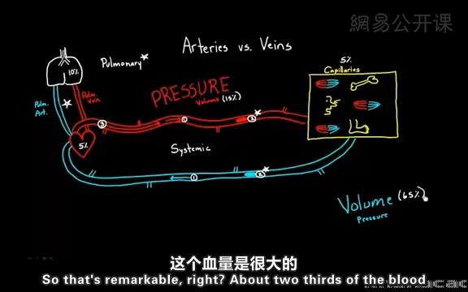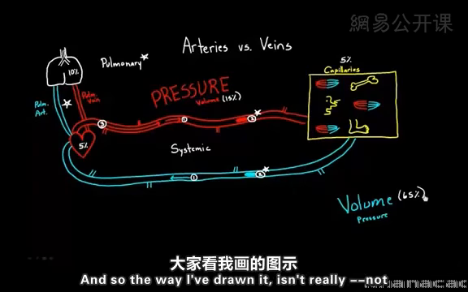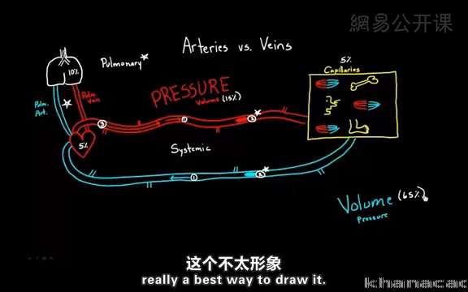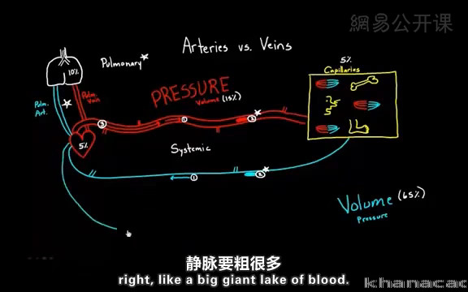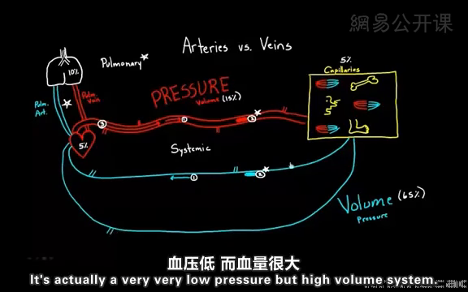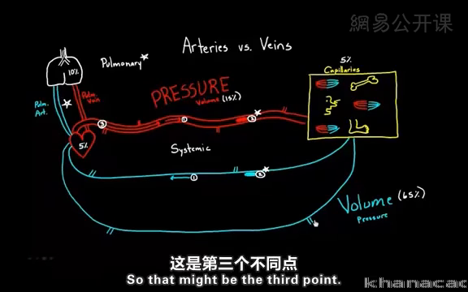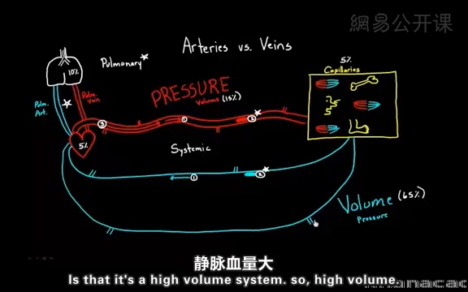So that's remarkable, right? About two-thirds of the blood at any point in time is actually sitting in all the veins combined. And so the way I've drawn it is really not the best way to draw it. I should really erase this and redraw it to make it much more accurate. It should look a lot more like this, right? Like a big giant lake of blood. And so this is actually how to think about the veins. It's a very, very low pressure but high volume system. So that might be the third point I'll bring up on the vein side, that it's a high volume system. So high volume.